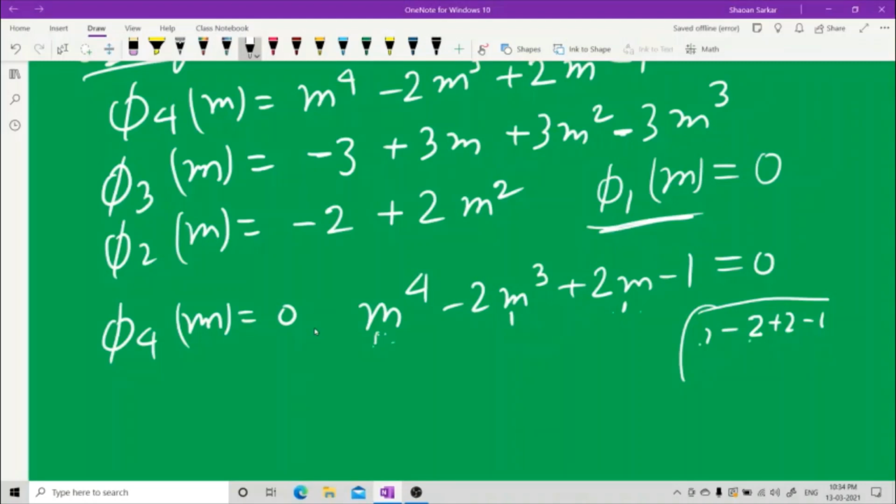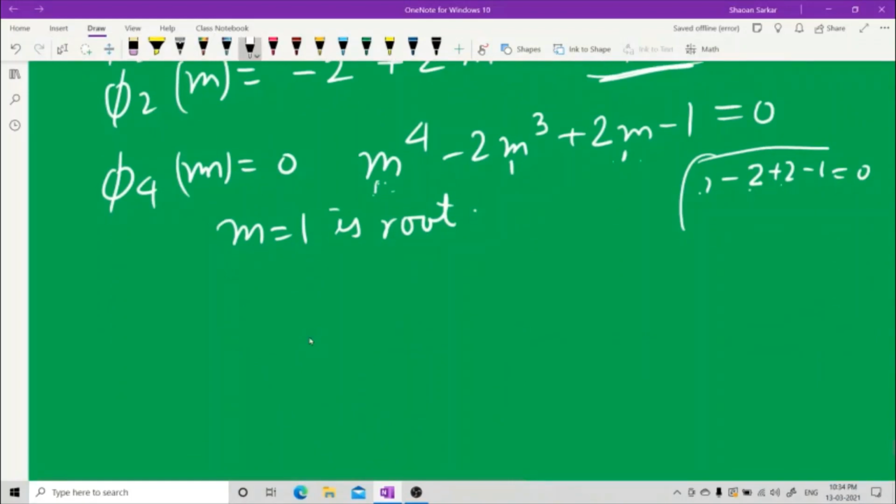Put 1 in the place of m. You will get 1 minus 2 plus 2 equal to 0. So m equal to 1 is a root. Now let's find the other roots of this equation. What you do is use the synthetic division method. Divide the whole thing by m minus 1.